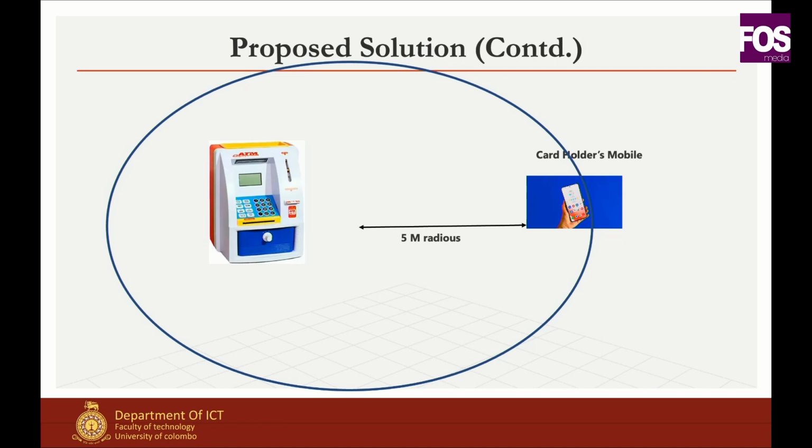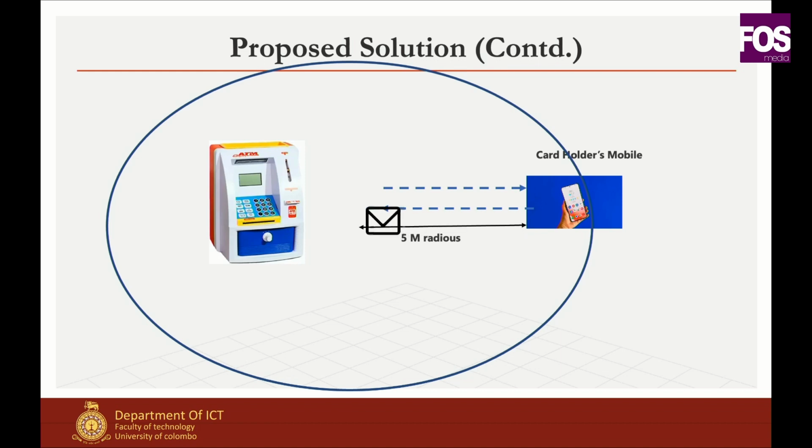So what we propose is, if you want to withdraw money from the debit card, we have to insert the card. When you insert the card, first of all, the machine sends an empty packet to the registered mobile phone and gets the acknowledgement.